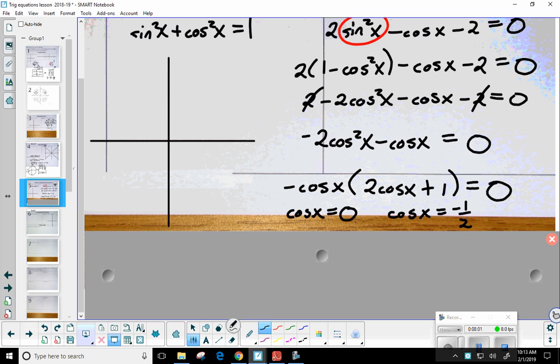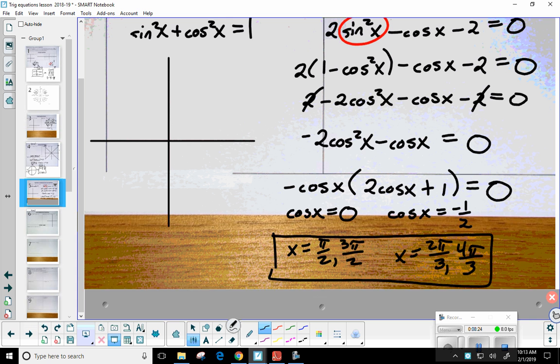But let's talk about the second one. Cosine of x equals -1/2. Does anybody know what those answers should be? Okay, Aiden says 2 pi over 3 and 4 pi over 3. Is there anyone who can verify that? Okay, so I will verify that and say, yes, that is correct. 2 pi over 3 and 4 pi over 3.